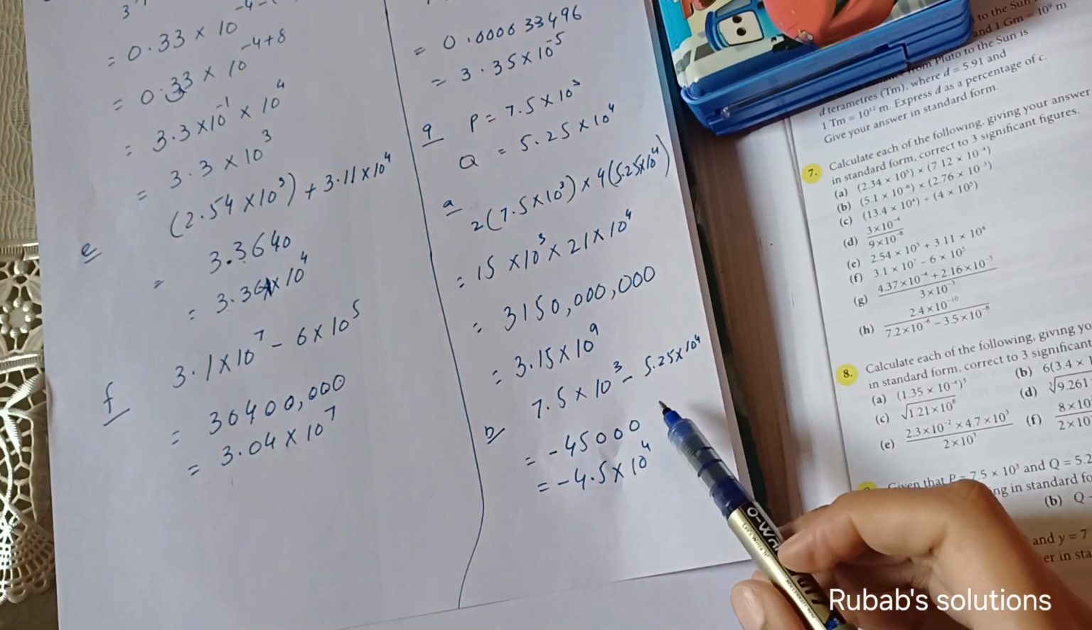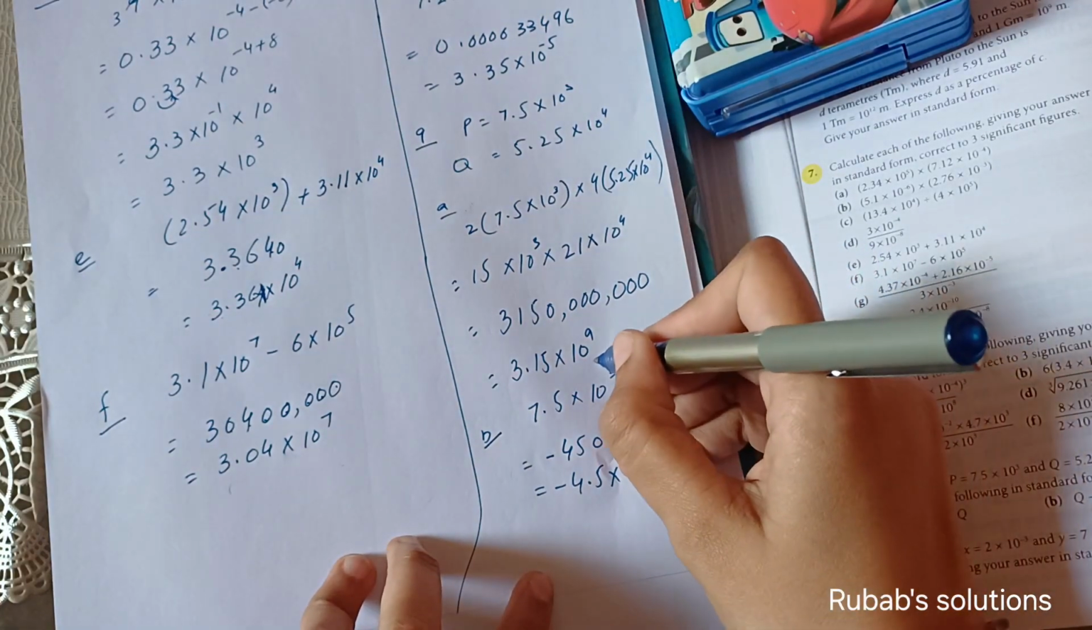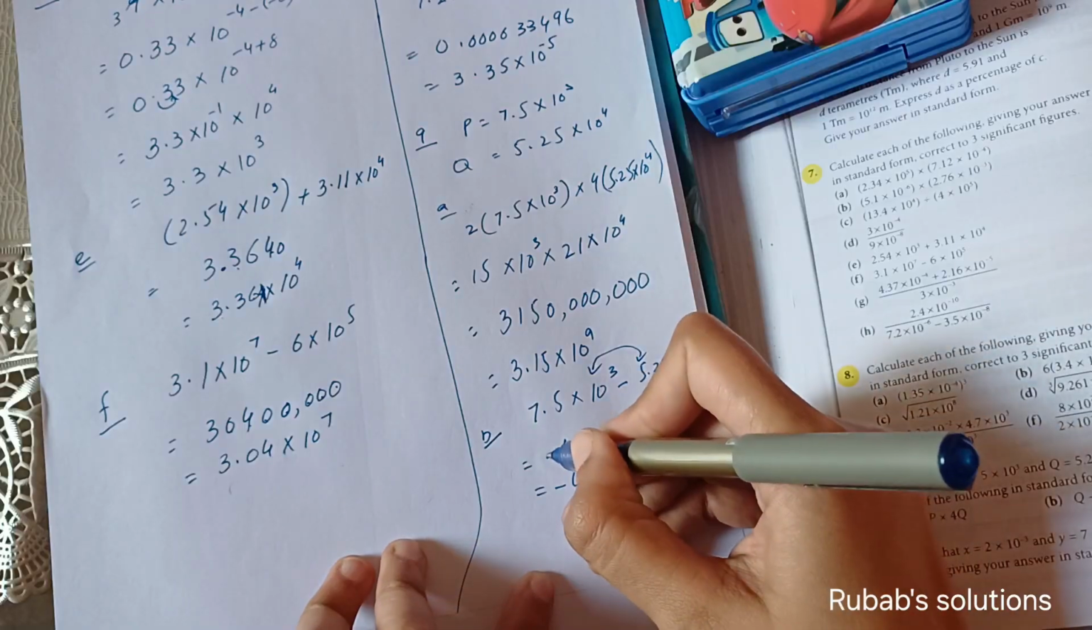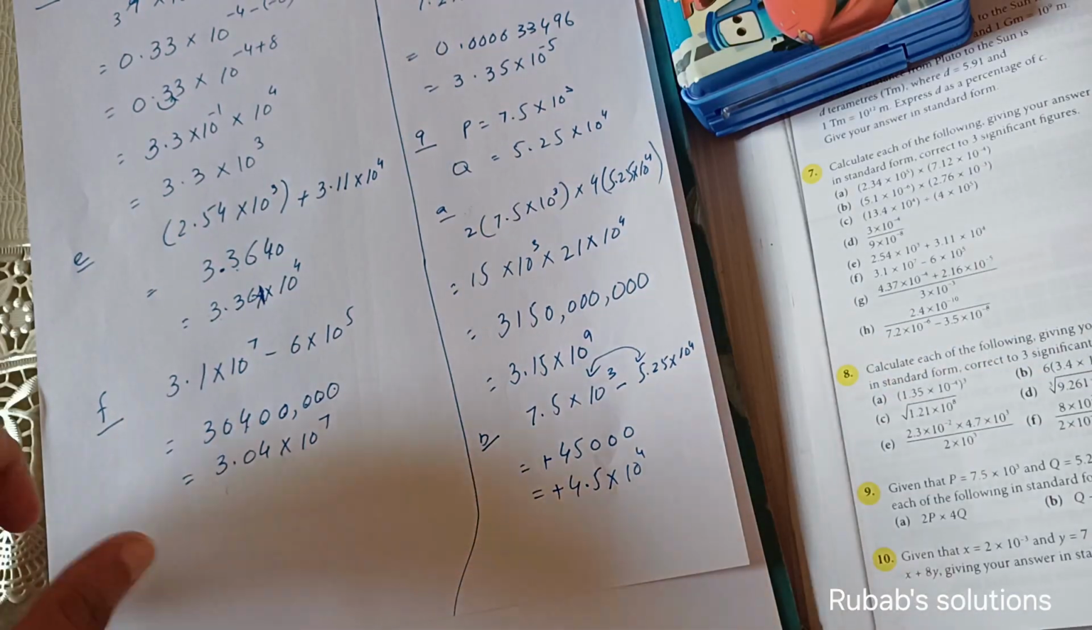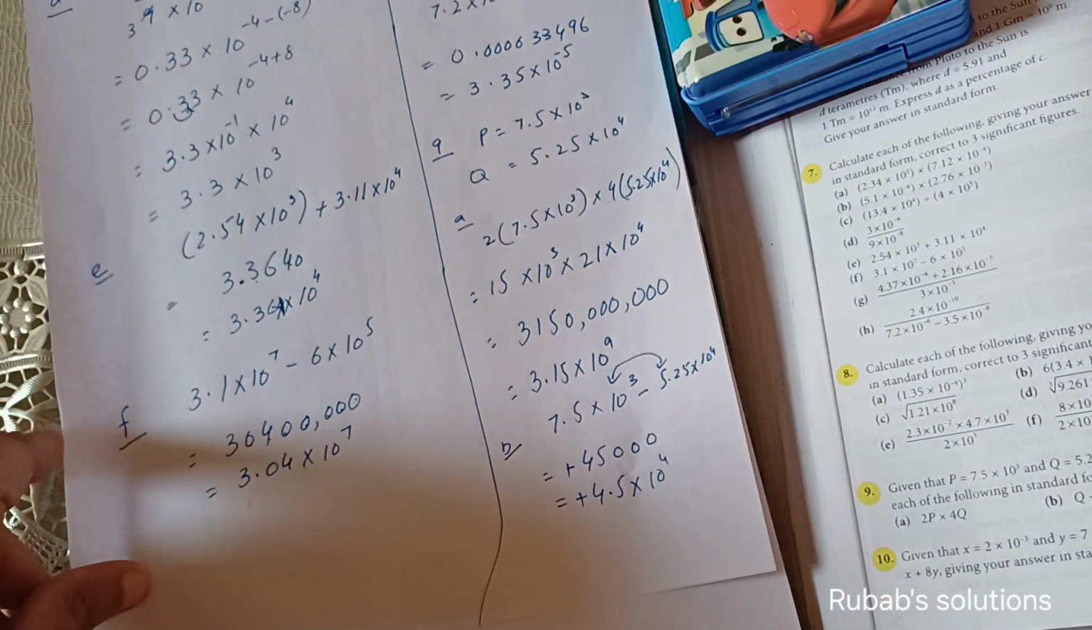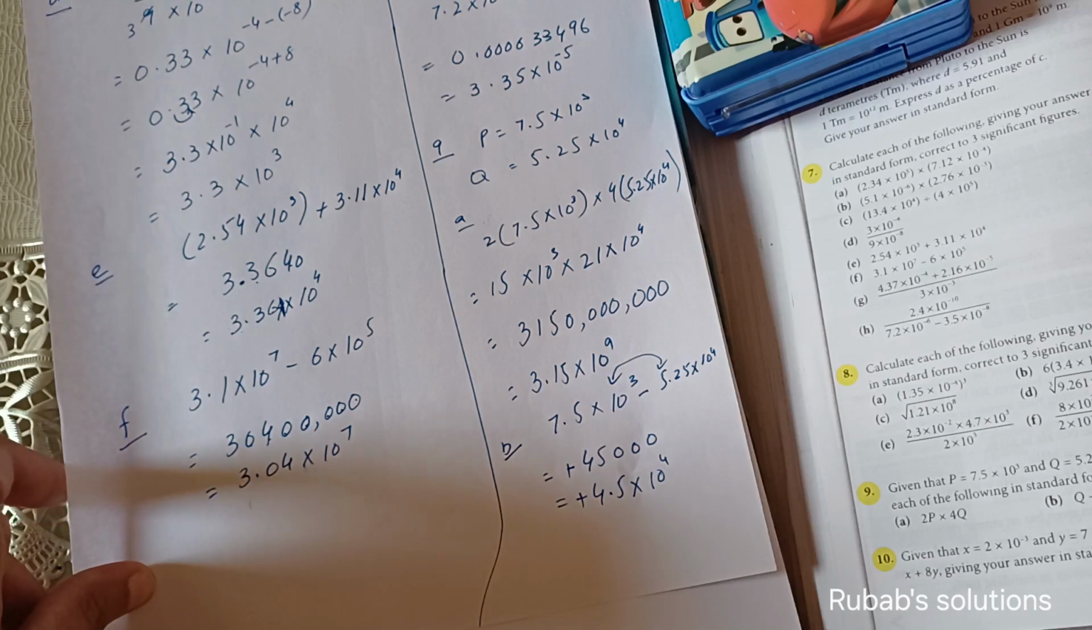Okay, sorry, it was q minus p. I did it p minus q. So this will come over here and this will be a positive answer. Okay, moving toward the next question, that is question number 10.